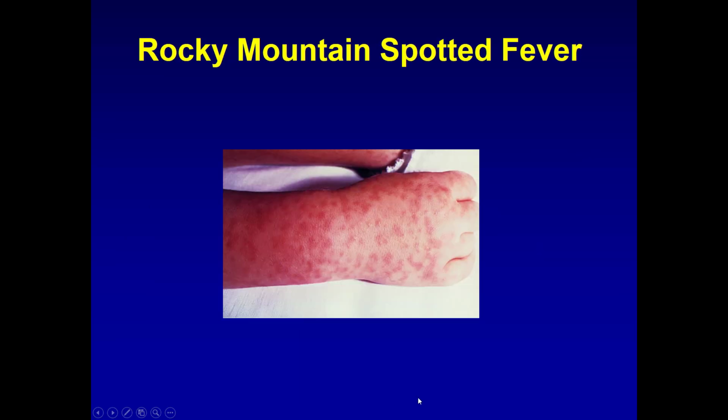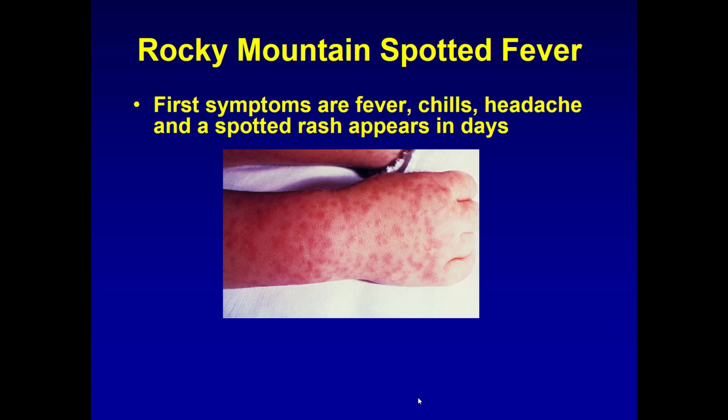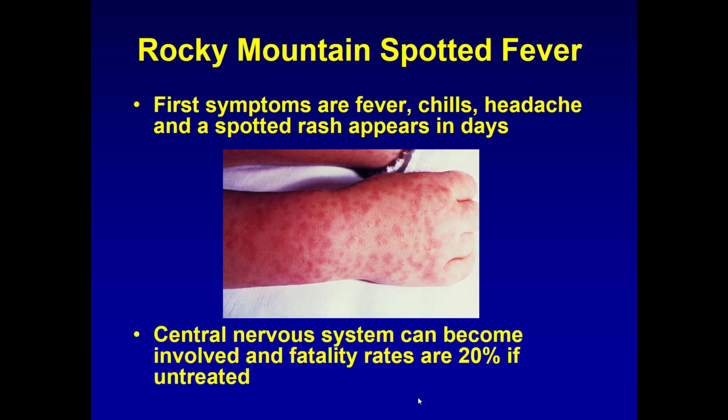Okay, so here's a picture of the rash you get with Rocky Mountain spotted fever. I'll tell you, in the picture it looks bad, but when it's on somebody that you know, it looks even worse. It's kind of really scary. But first symptoms will be fever, chills, headache, spotted rash will appear in a few days. Central nervous system can become involved.